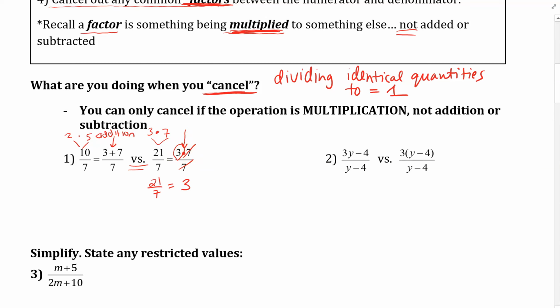Okay, but what are we doing when we're canceling? We're recognizing something. We're saying 7 divided by 7 is 1. That's essentially what we just did right here. We said, okay, 21 consists of the factors of 3 and 7. And 7 is a common factor with 7, right? 7 divided by 7 is 1. So the only factor that remains when I try to divide 21 by 7 is 3. So that's why 21 divided by 7 is 3. That's essentially what we're saying. 7 divided by 7 is 1. It's an identical quantity. Okay, this is with numbers.